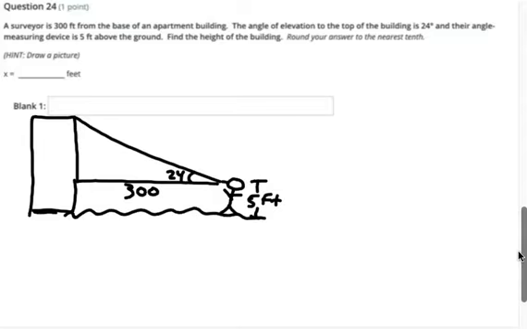With these types of problems, when you find x, you're only finding this much of the building. So what we need to do is find x and then add 5 more feet, because this piece is going to be 5 more feet right here. So we have to find x and then we have to add 5. So from our angle 24, x is the opposite side, 300 is the adjacent side. We choose tangent. This is the tangent of 24, equal to the opposite side x over the adjacent side 300.